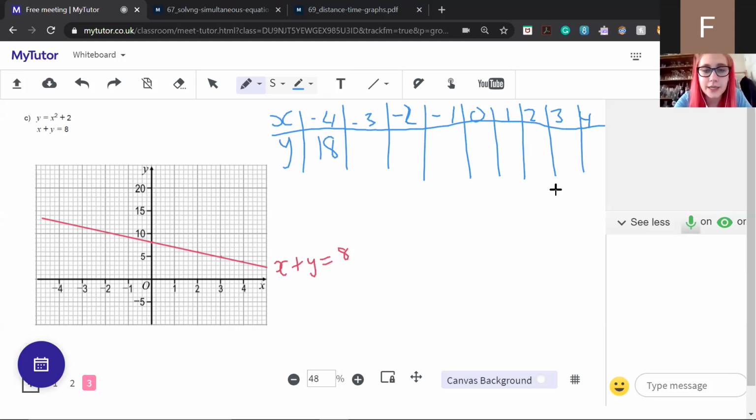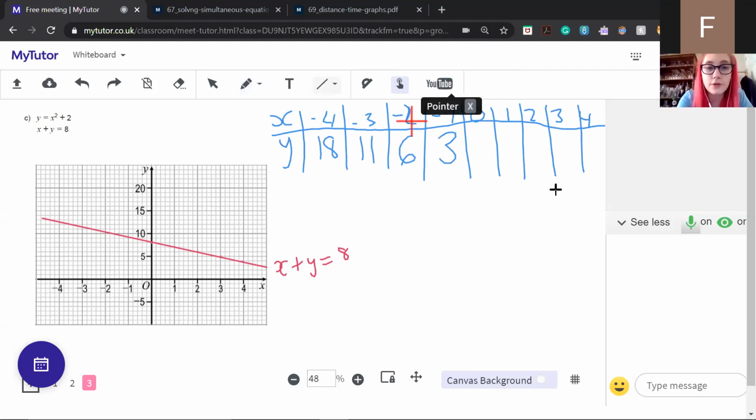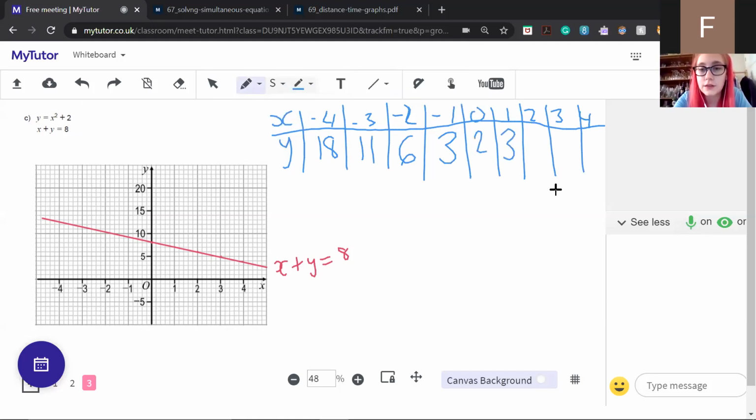X squared plus 2 when it's 3 is 9 plus 2. When it's 2, it's 4 plus 2. When it's 1, it's 1 plus 2. So all I'm doing is squaring this and adding 2, because that's exactly what I'm being told to do. So I'll fill in the rest, and it's actually going to start going back up here, because 1 squared is the same as -1 squared. So it goes back up.